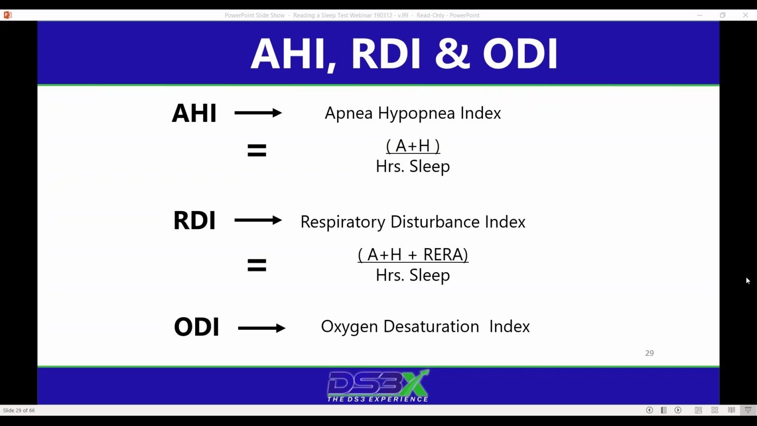RDI, remember it has the R in it, so it includes the RERAs. That's how I remember it. So it's apneas and hypopneas and RERAs, the respiratory effort-related arousals, index per hour. The ODI is just the oxygen desaturation index. So they simply use a percent, 2 or 3 or 4. It seems like most studies I read today, Guy, are using 3%.